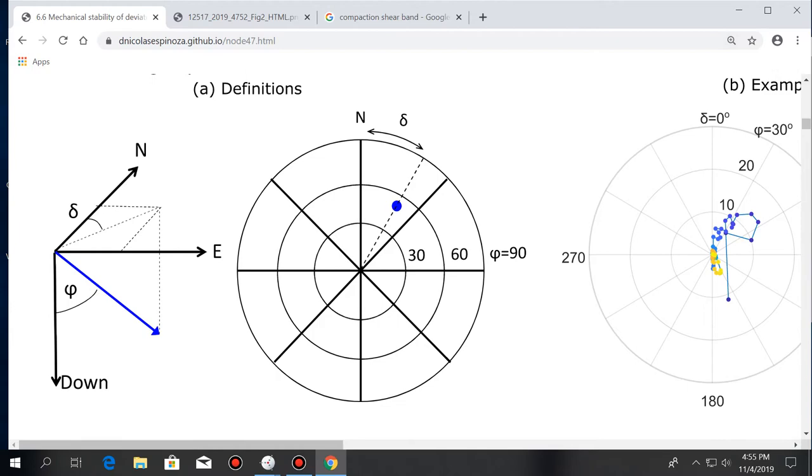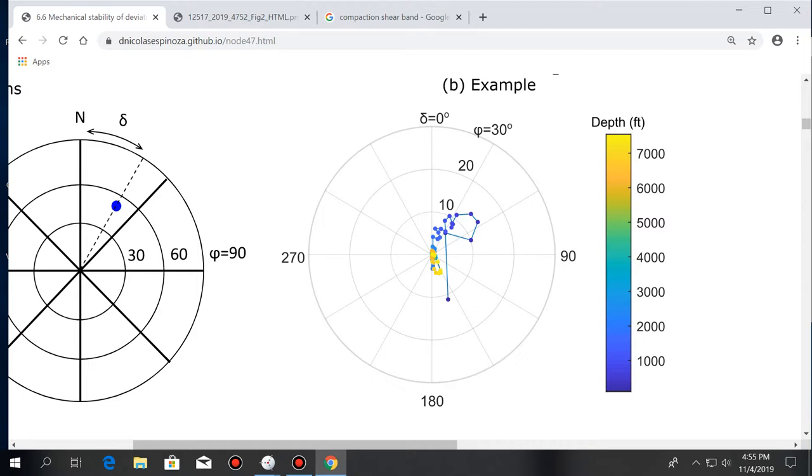So, question. What is the initial deviation of the wellbore from this plot here on the right? Does it start vertical or not? You have to take a look at the color code in order to figure that out.